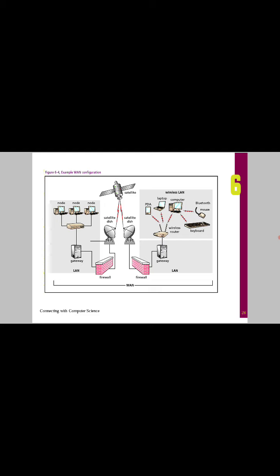So these are the different types of network diagrams. In LANs we are using nodes, switches or hubs, gateways, firewalls and routers. There are many other components, like satellite networks or WANs with satellite dishes, firewalls, like that.